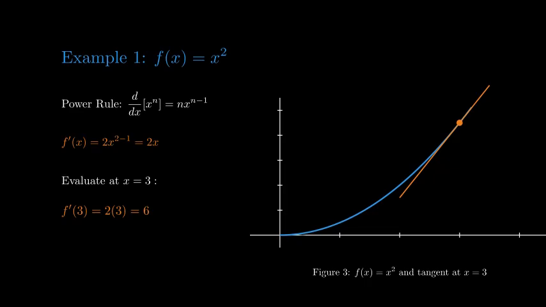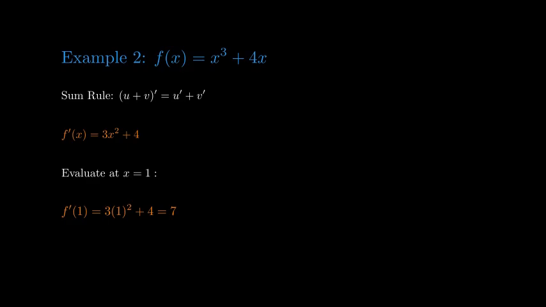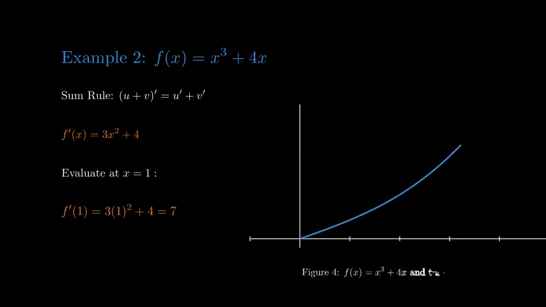Let us try another example. Consider the function f of x equals x cubed plus 4 times x. To find its derivative, we take the derivative term by term. The derivative of x cubed is 3 times x squared, and the derivative of 4 times x is just 4. Therefore, the derivative is 3 times x squared plus 4. If we want to find the rate of change when x equals 1, we substitute 1 into our derivative expression, giving us 3 times 1 squared plus 4, which equals 7.